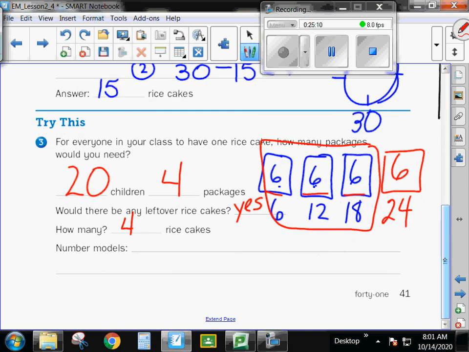Now, if I were to write this number model then, for this problem, I'm just going to stick with this last one that I did. First, I did three, whoops, nope, I actually had four groups of six, didn't I? Four groups of six. And when I did four groups of six, that was 24. And then to know how many rice cakes I had left, I would have taken that 24 minus the 20 kids, and I would have had four left over.